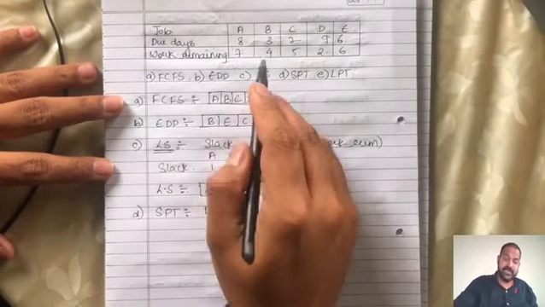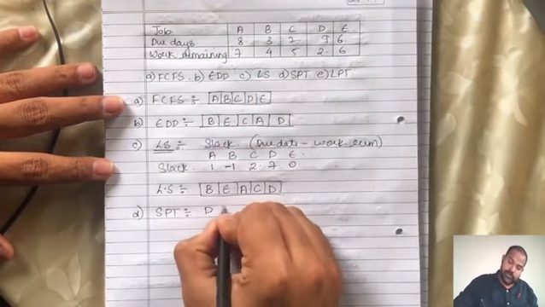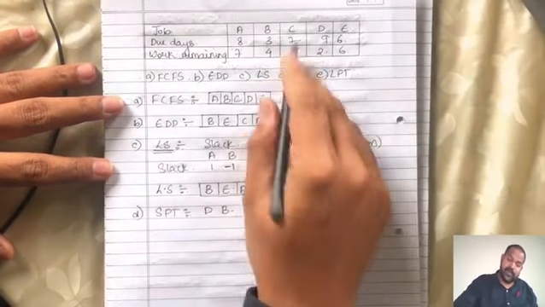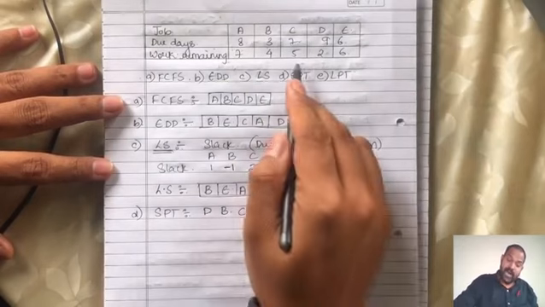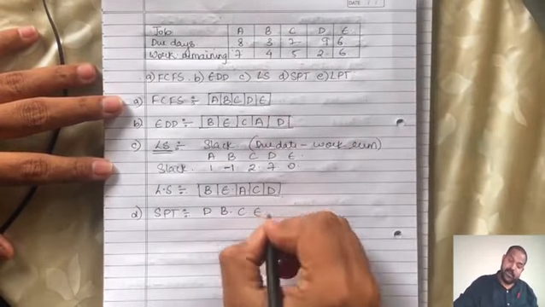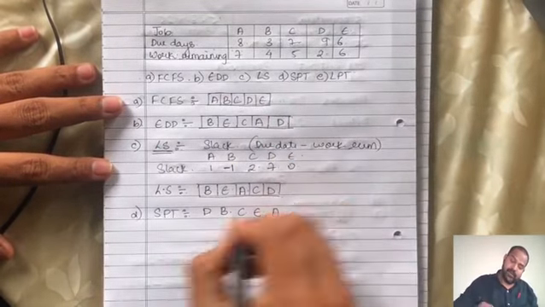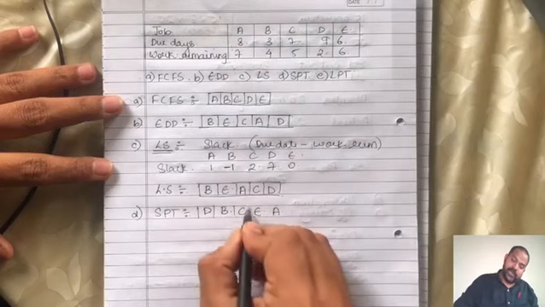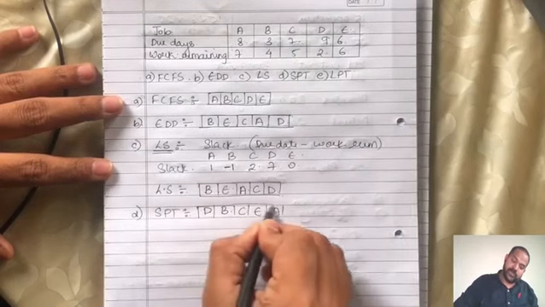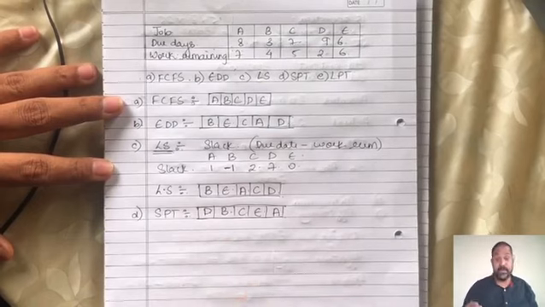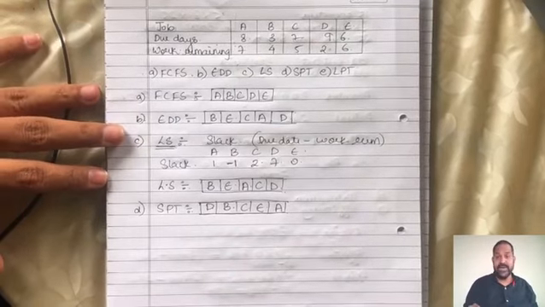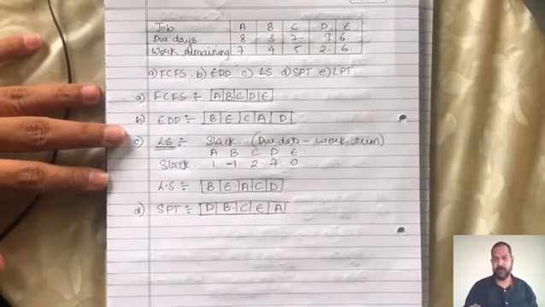After D, the next least is B, so B will be processed next. After B, C. After C, E. And after E, A. So according to SPT, which is the shortest processing time first, my sequence is going to be of the type D, B, C, E, A.